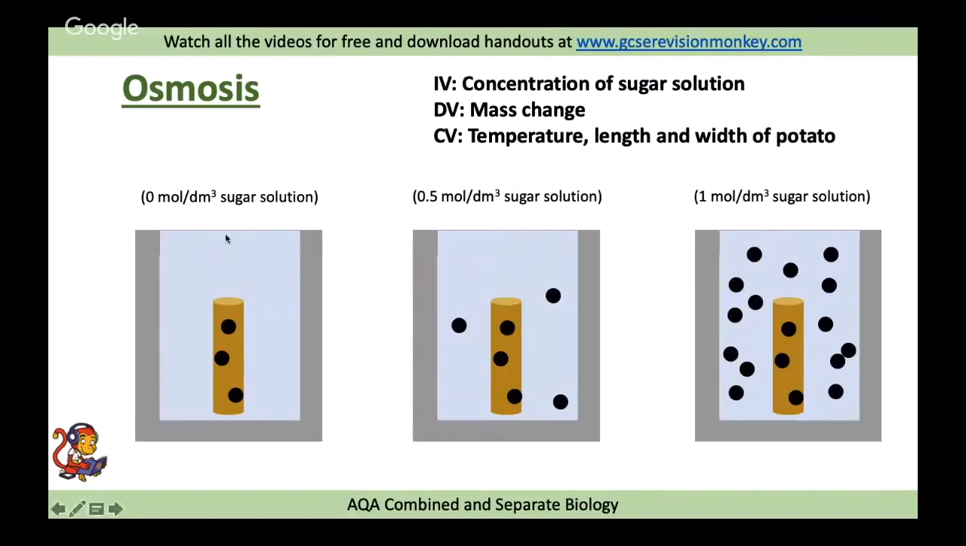Well, we put our vegetables in different sugar solutions, like so. We'd want to try and cut them so that they were similar lengths and widths. Okay, that's going to be a control variable. And we want to keep them at the same temperature. We're going to measure the mass change, and we're going to change the concentration of sugar solution.